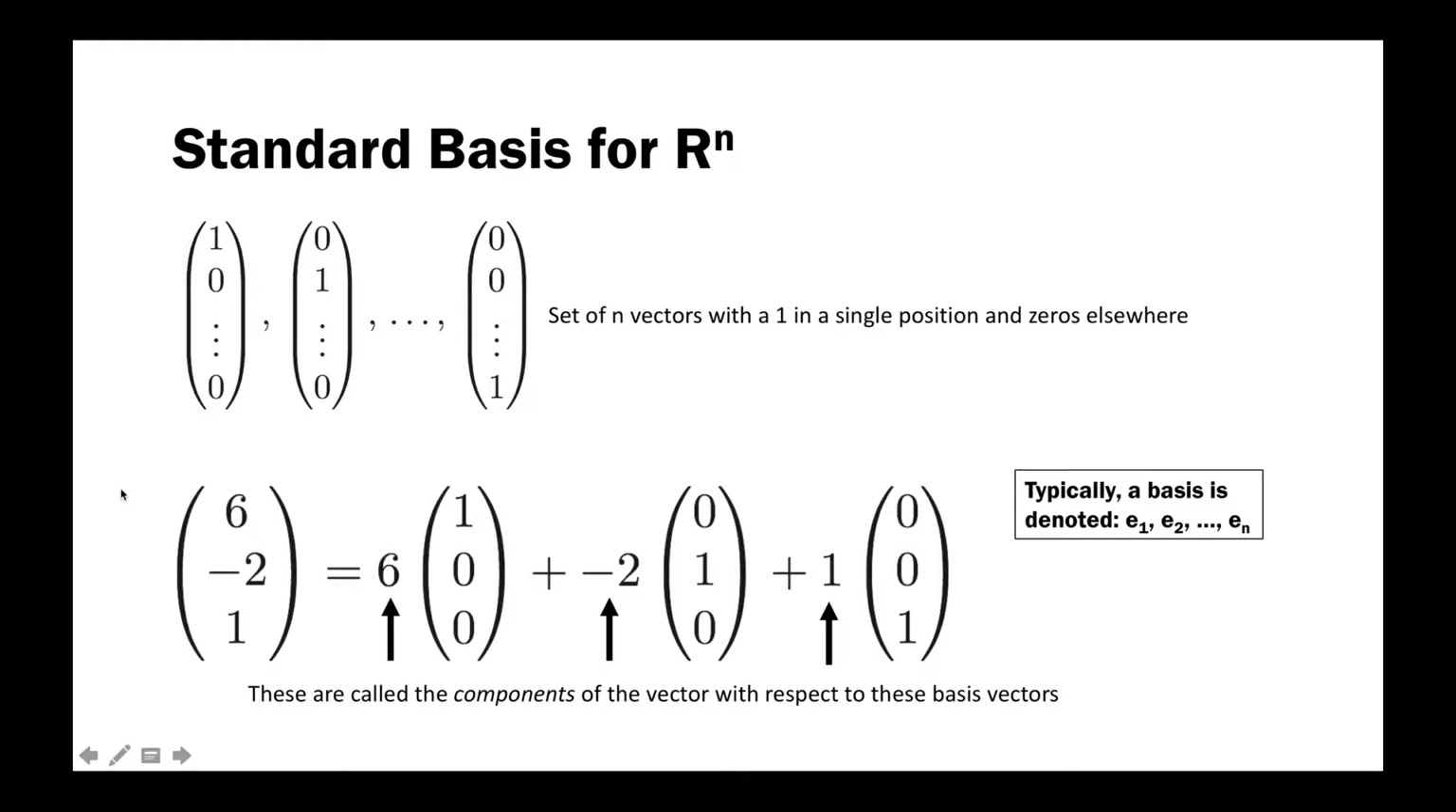We've been implicitly using this basis because if I take a vector like the one I've been writing, 6, minus 2, and 1, I can see that I can write it as a linear combination of these basis vectors. So these components just represent the coefficients of each of the basis vectors. Here I have 6 times 1 gives me 6, minus 2 times 1 gives me minus 2, and 1 times 1 gives me 1. Typically, a basis is denoted by e sub 1, e sub 2, all the way up to e sub n. This is just the notation for the basis vectors.